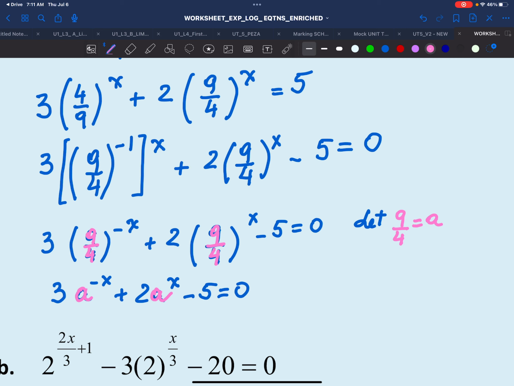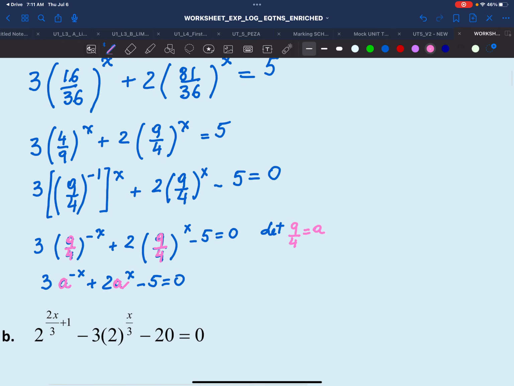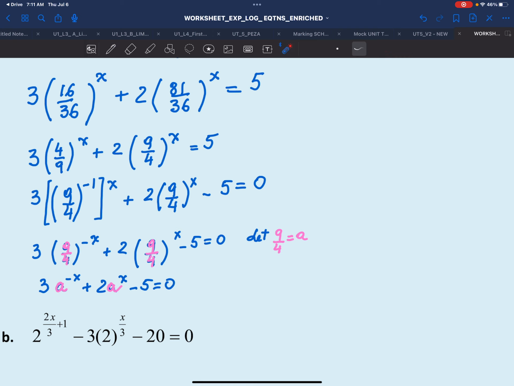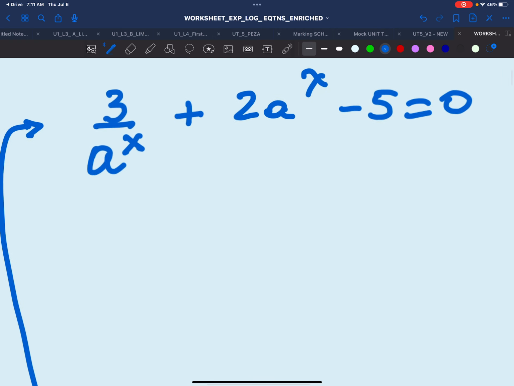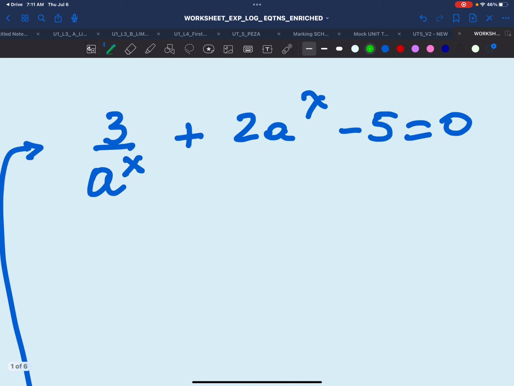So I bet that you've seen and you've solved equations in this form. And what we have done in the past was convert the powers to a positive. And that means that in the next step, we have 3 over a to the power of x plus 2a to the power of x minus 5 equals 0. So we will multiply every term by a to the power of x. And the reason why we want to do this is so that we won't have fractions in the denominator.